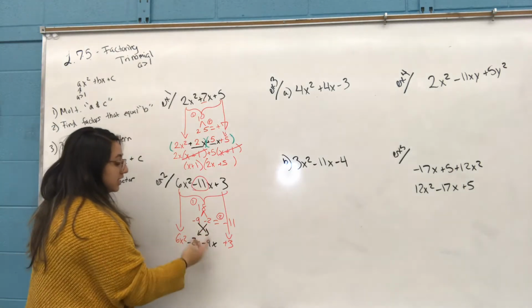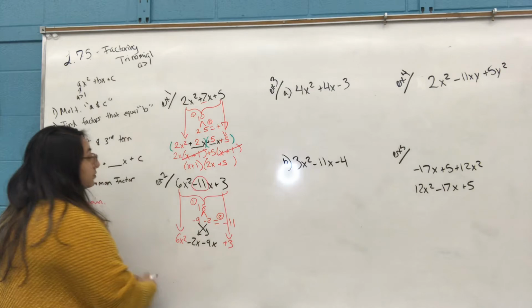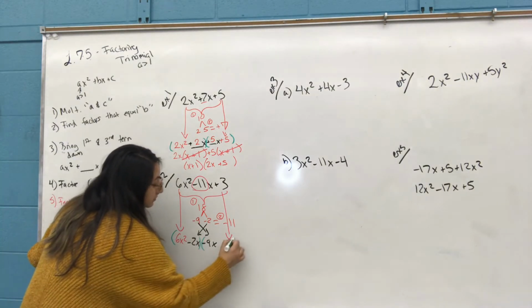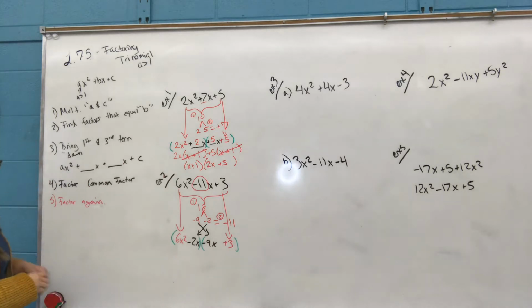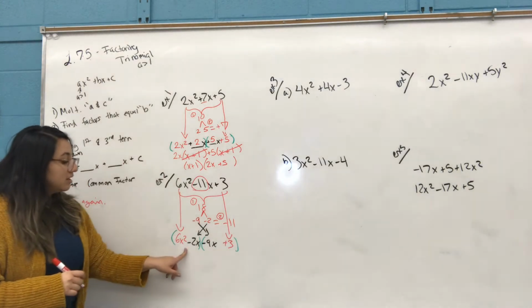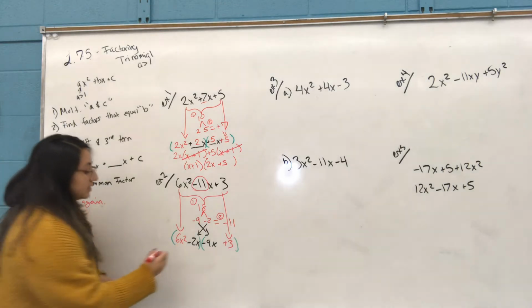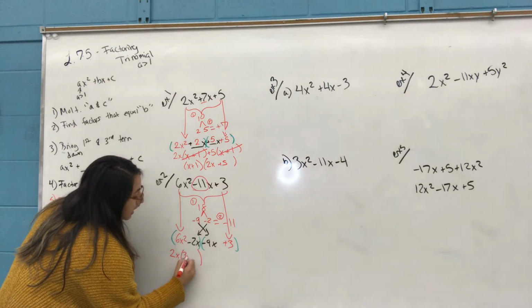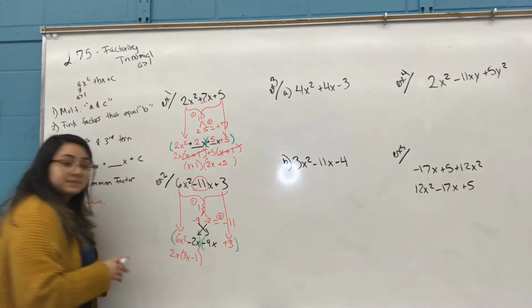So for the two factors, they can interchange. I will try to find a way where they will factor a lot easier. And now we move on to the fourth step, which is factoring out the common factor. 6x squared minus 2x. You can factor out a 2 and an x. You end up with 3x minus 1.